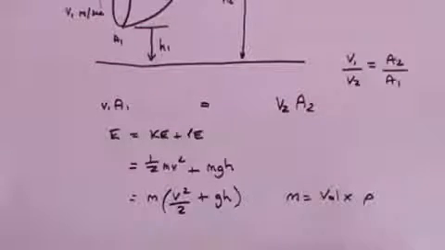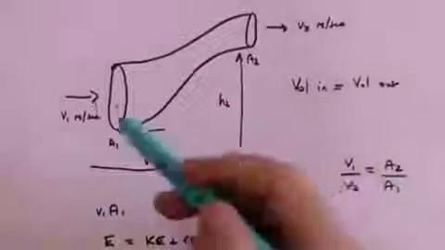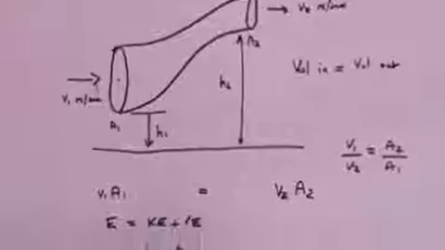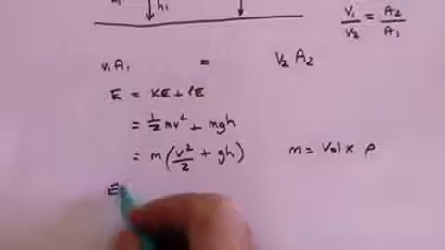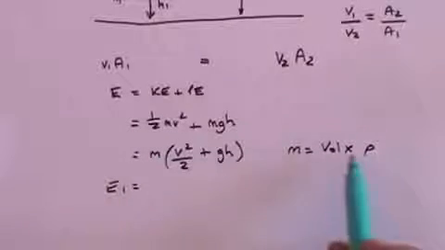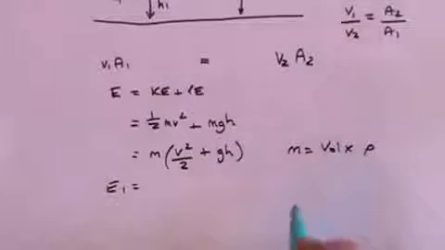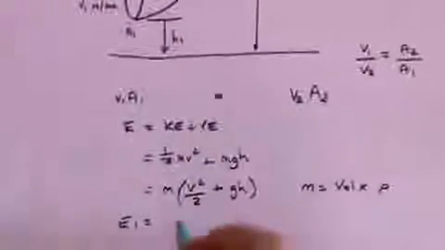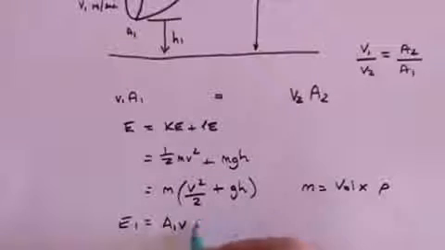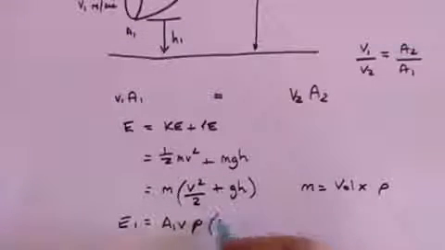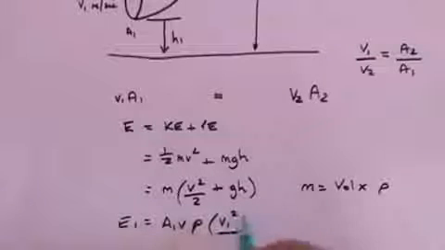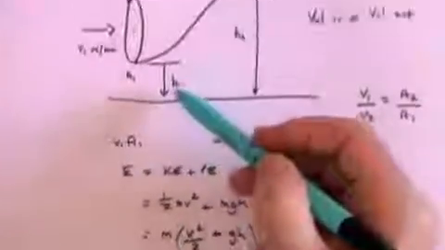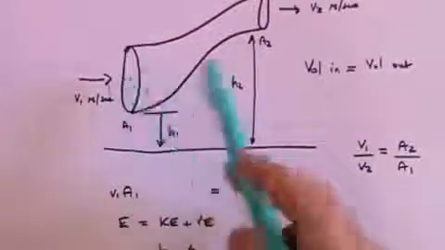And so we can now say that the energy at the entrance to the pipe, which we call E1, is equal to the mass, which is the volume, times the density. Well, the volume, of course, is A1 times v1 per second, times the density rho, into v1 squared divided by 2 plus gh1, because it's h1 and v1 is the velocity.